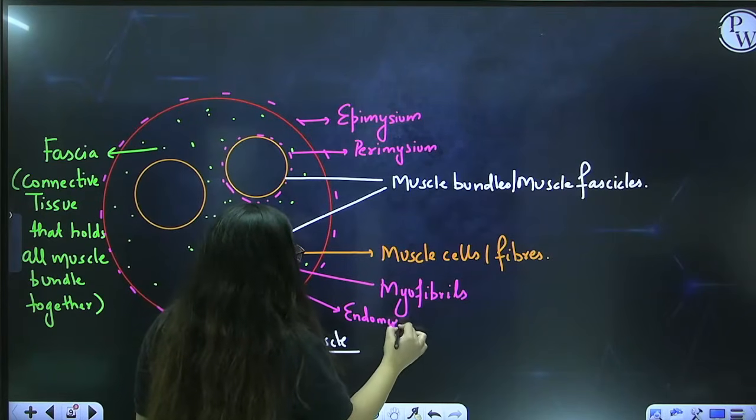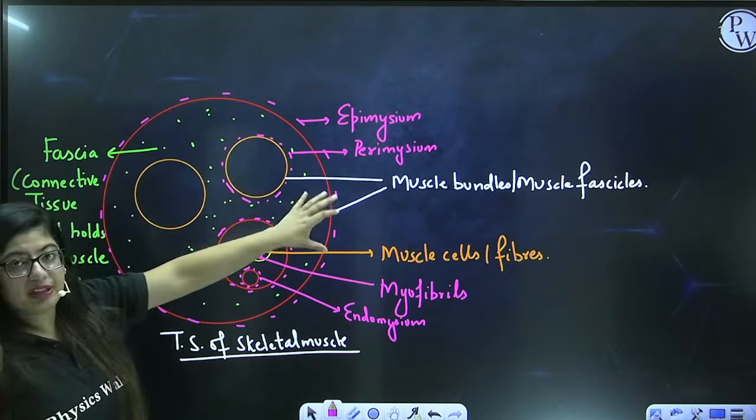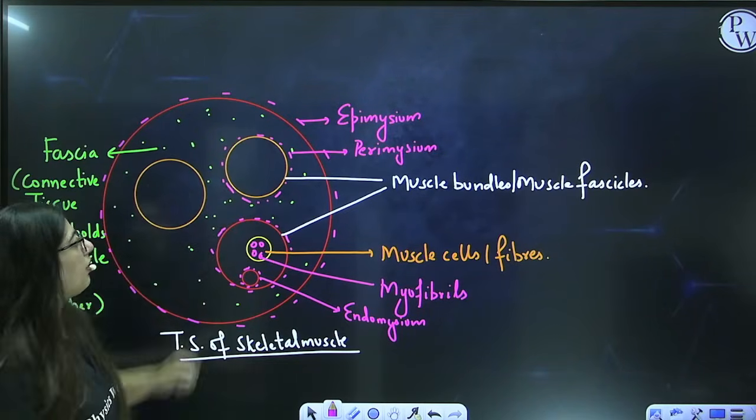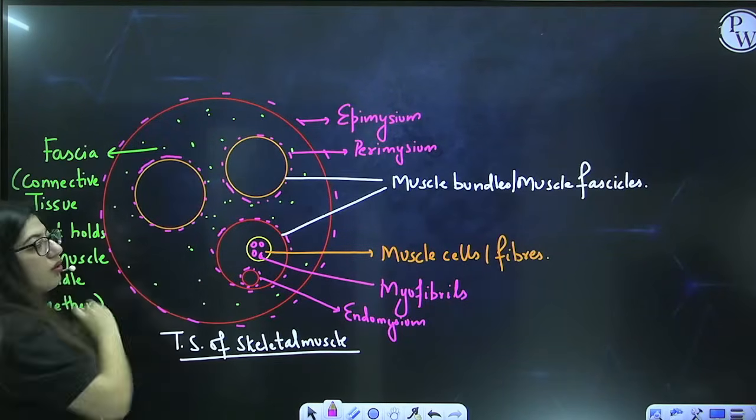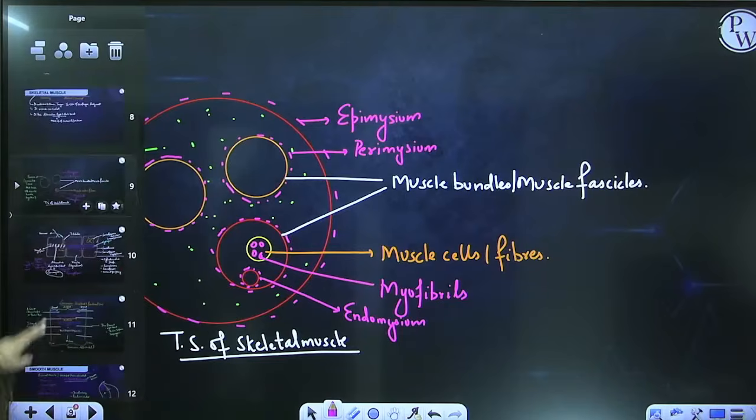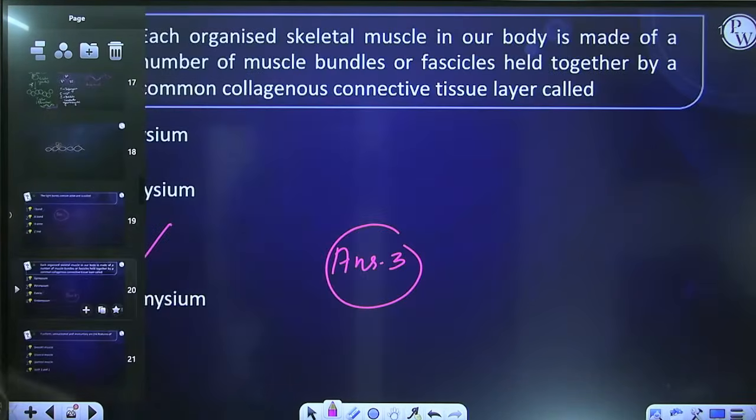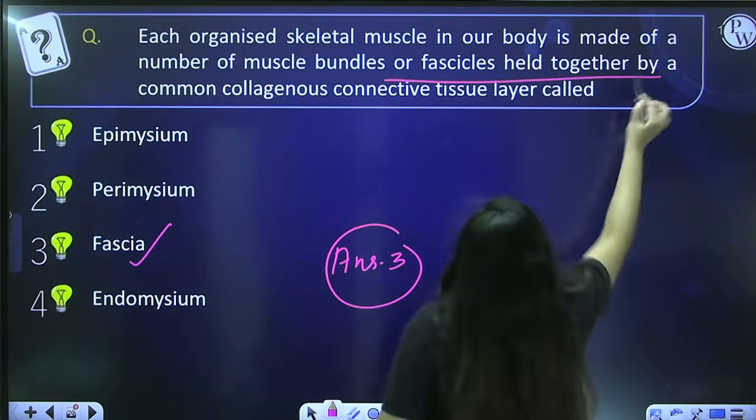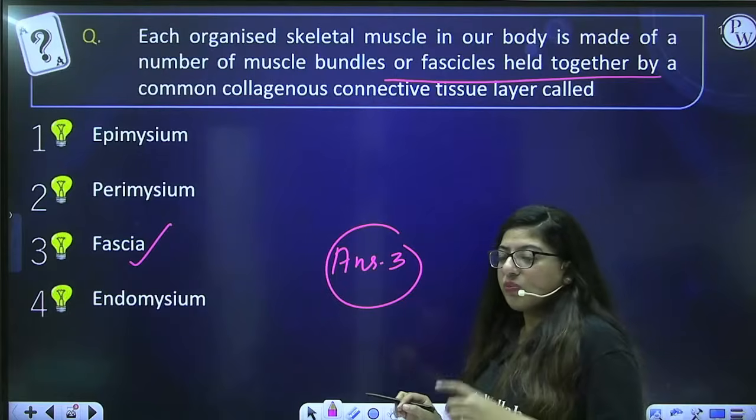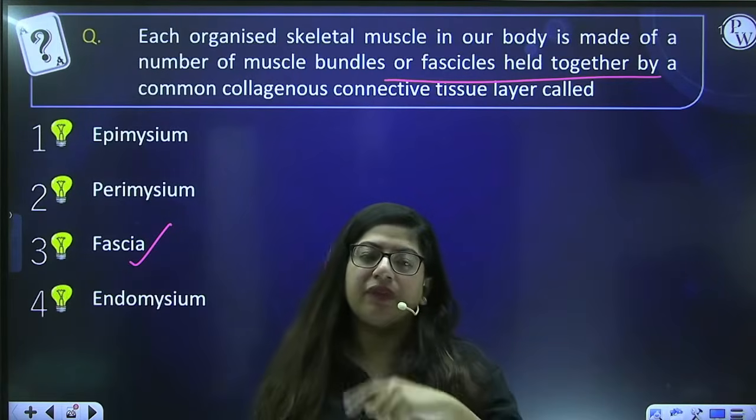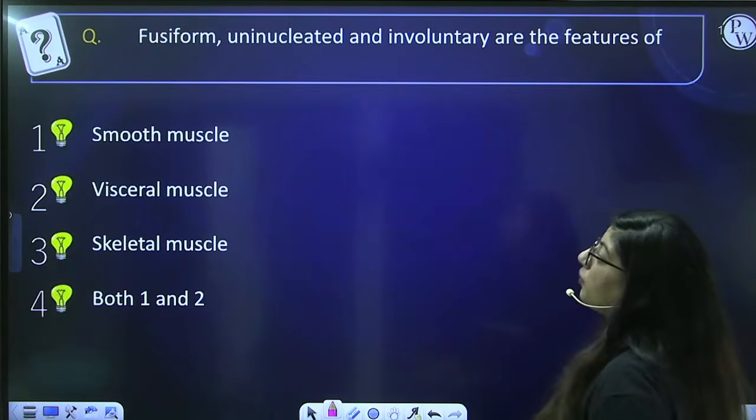How is it different from the fascia? Fascia is the one which is present between the spaces, whereas perimysium is the one which is present around each muscle bundle like this. Okay, so do not get confused. If they're asking you in the question which is the one which is holding all the muscle bundles together, then that will be straight away fascia. Okay, and if they are asking which is the one present around each muscle bundle, then you will write perimysium. Okay, all right.